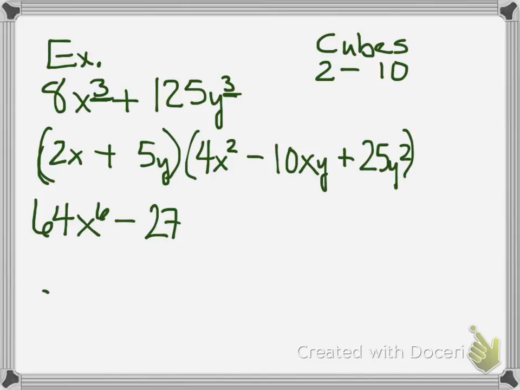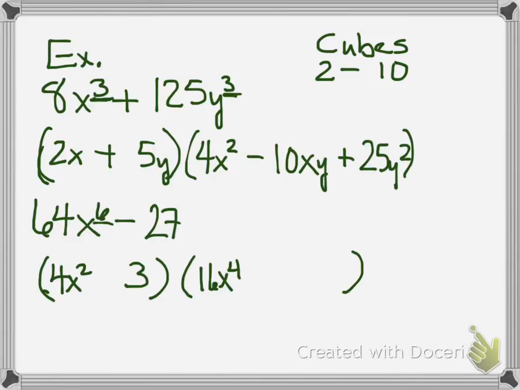Okay, so what's the cube root of 64? The cube root of 64 is 4, and then again, like I said, take the exponent and divide it by 3. So x to the 6th, the cube root of that is x squared. And then 27, the cube root of that is 3. Then on the next parentheses, I'm going to say 4 squared is 16, and then x squared times x squared is x to the 4th. Notice that 2 plus 4 is 6. Okay? And then 3 times 4 is 12, x squared. Notice how that one repeats. Okay? And then 3 squared is 9.